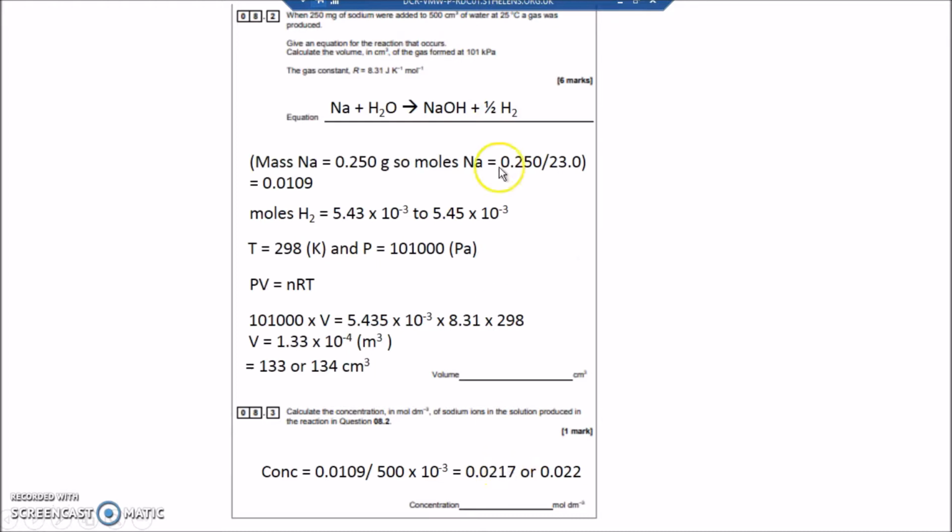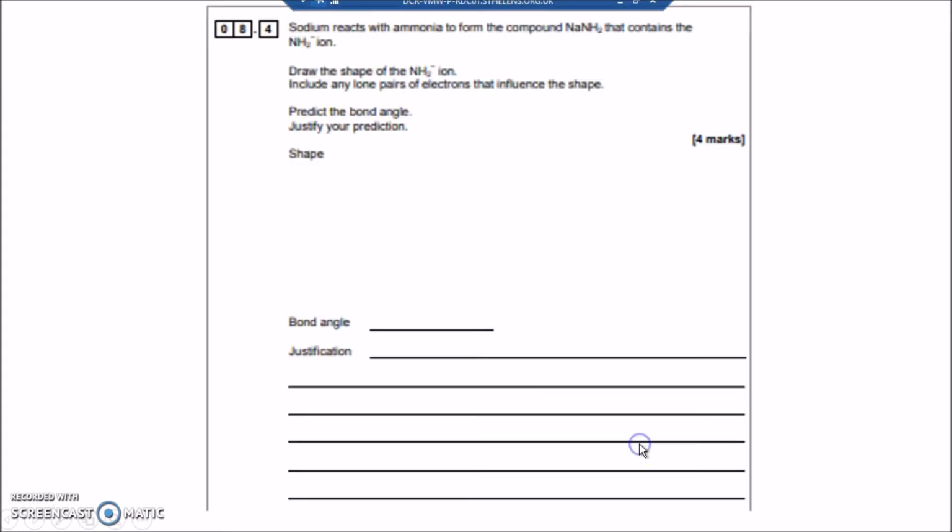They actually allow 0.022 because most of these values are to 3 significant figures. So they allow it to 3 significant figures, except the 25 degrees C is to 2 significant figures. So they allow you to put your answer to either 2 or 3 significant figures. They'll allow both.